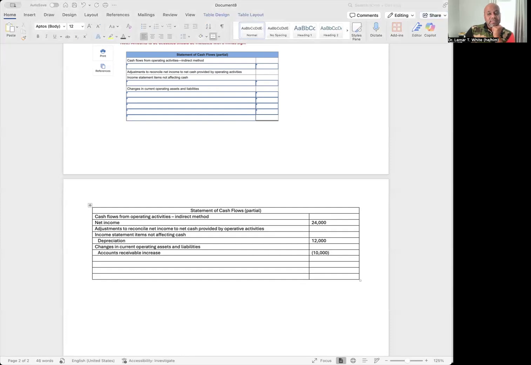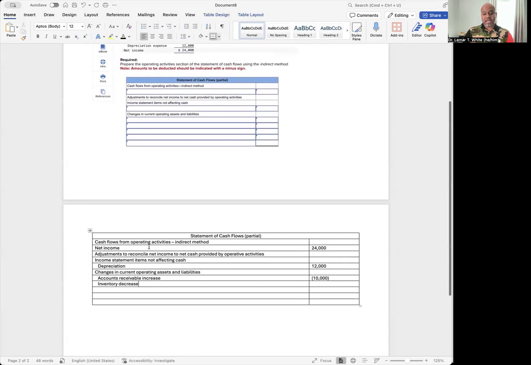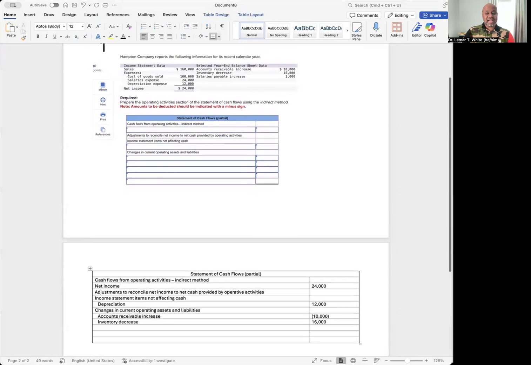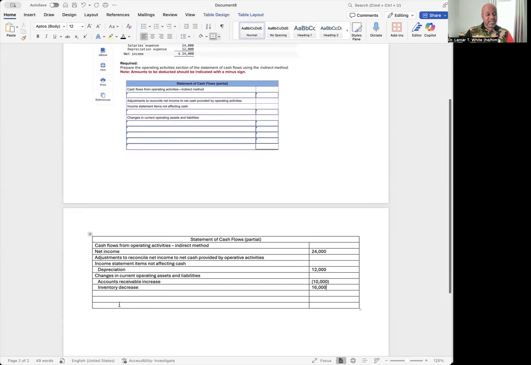Next is your inventory decrease. So we're going to have our inventory decrease, and a decrease in our inventory is added on our statement of cash flows under the operating activity section. So that's 16,000. And last but not least, it shows us our salaries payable increase. So our salaries payable increase is also added.